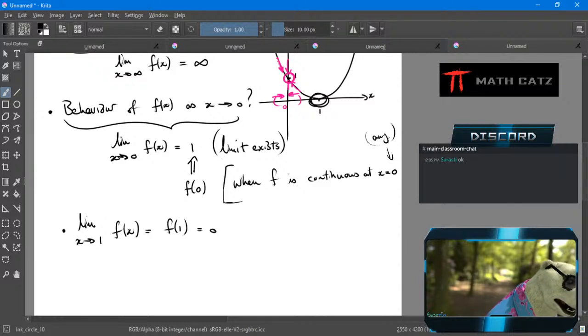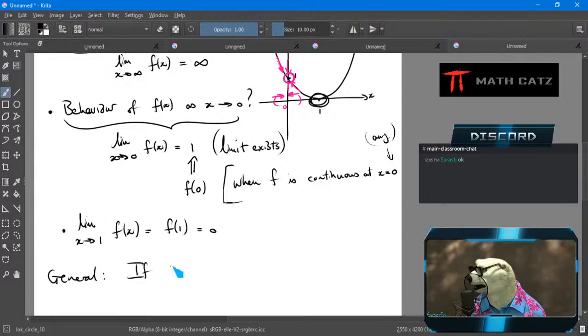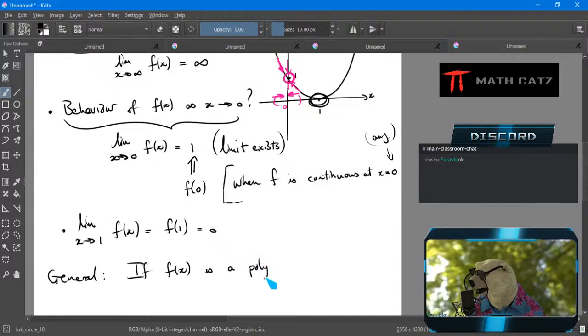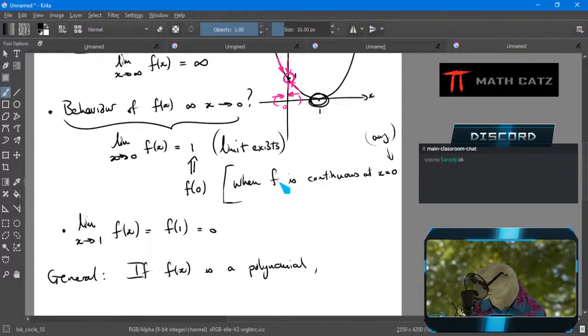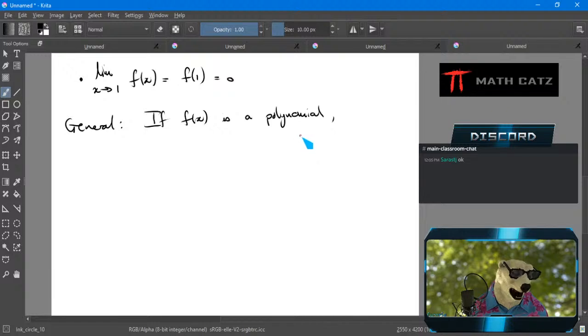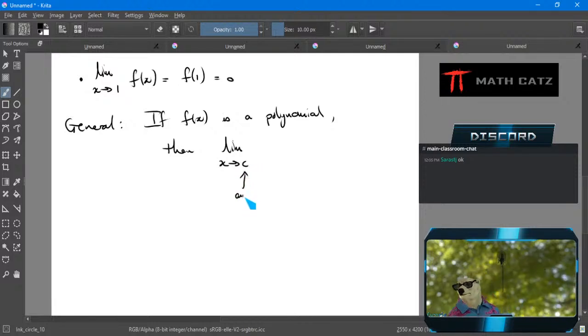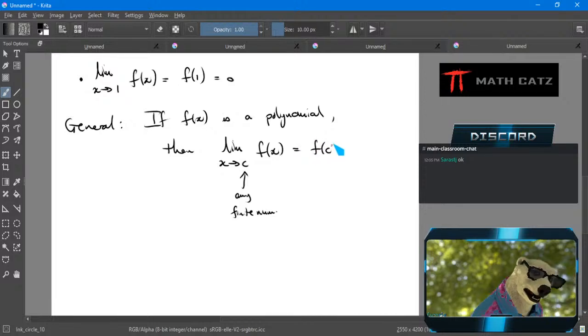And in the case of a polynomial, it's just always going to be like this. So I could generalize this to any polynomial, let's say that first. If f of x is a polynomial, I know that it's defined for anything. A polynomial is defined everywhere. Then I could say the limit as x approaches any c, any finite number, 0, 1, 1,000, what do I care, is going to be the y value that I get when I plug in that x value.